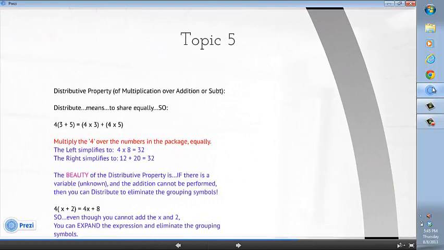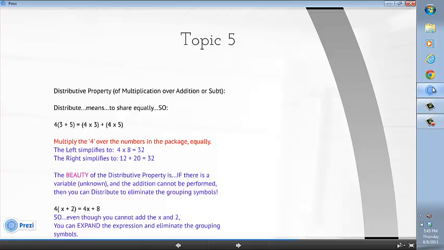The final topic we're going to cover today is the distributive property. Now, the distributive property is actually distributing a multiplication factor over a package of addition or subtraction. And of course, distribute means to share equally.